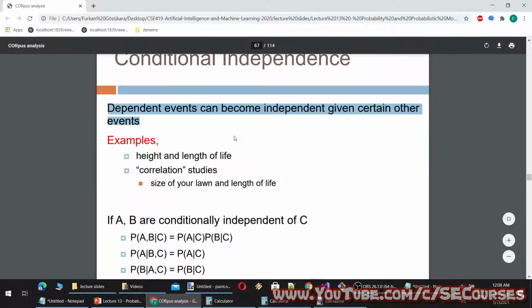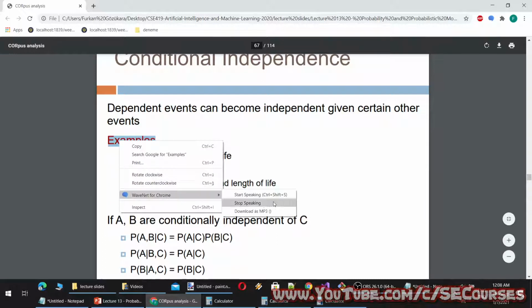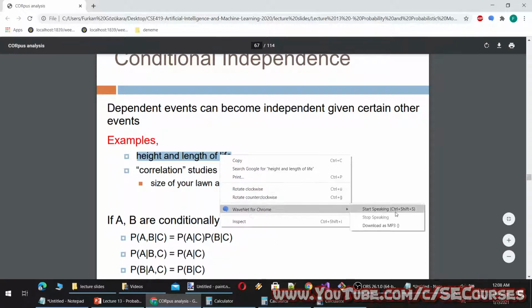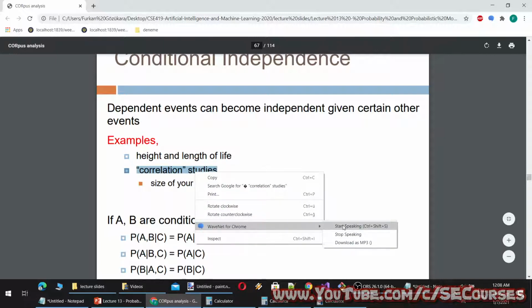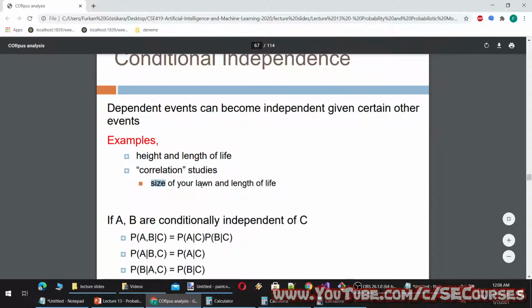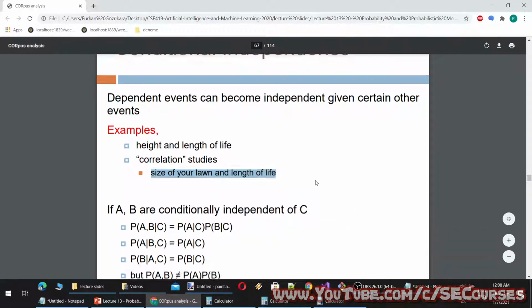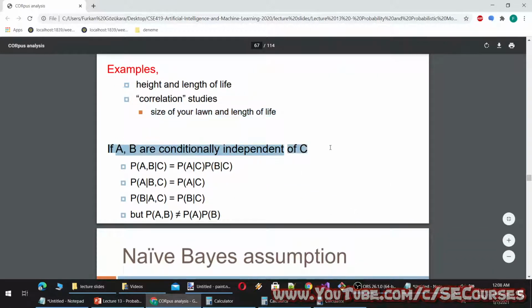Dependent events can become independent given certain other events. Examples: height and length of life, correlation studies, size of your lawn and length of life. If A and B are conditionally independent given C, then P(A and B) does not equal P(A) multiplying P(B). Why? Because A and B are independent given C, not independent themselves. Okay, so this is the key issue here.